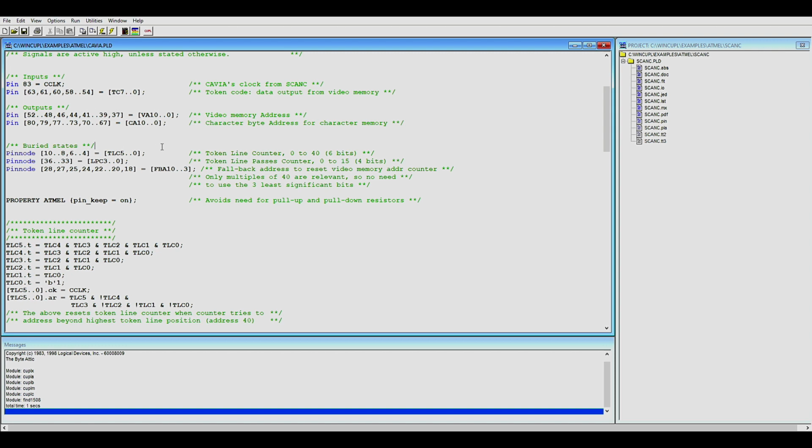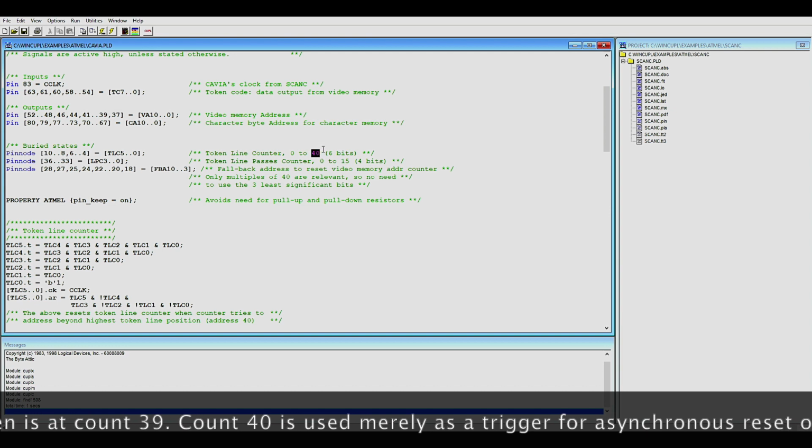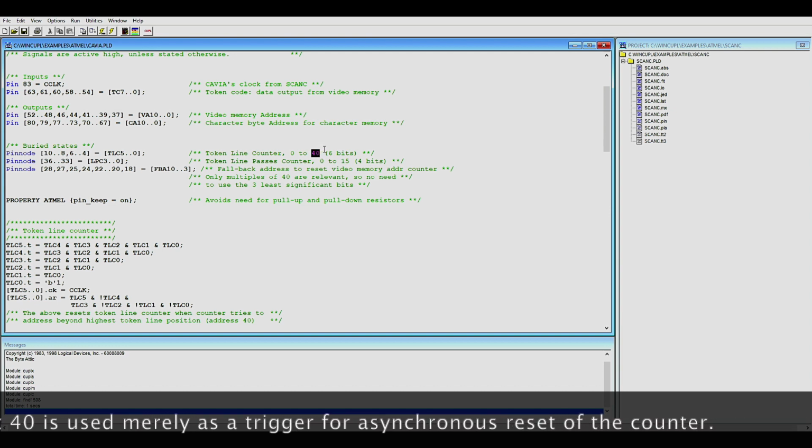They're only used internally. The main part are two counters: the token line counter, or TLC, here. It basically has 6 bits. It counts from 0 to 40. Why? Because that's the number of tokens in one token line. Remember, the screen is 40 times 30 characters. So each line on the screen will have 40 character tokens, identifying the respective character that should be printed there. So we need to count that so we know when we are at the end of a line or at the beginning of a line.